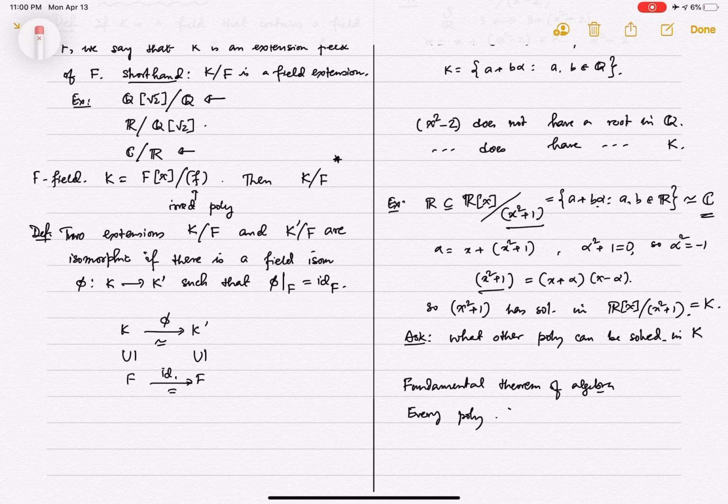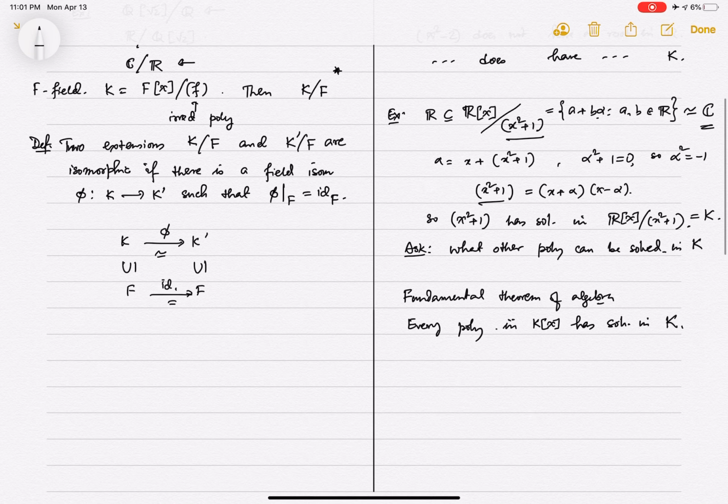every polynomial with coefficients in K has a solution in K itself. You don't have to extend anymore. You just had to add this i, and now for free you get solutions of all polynomial equations. So such facts are what makes the study of extension fields very, very useful and interesting. So I'll give you a few more definitions and then we'll start proving things about extension fields next time.